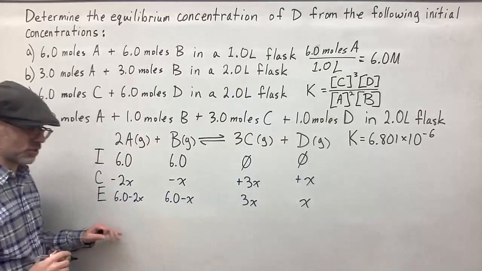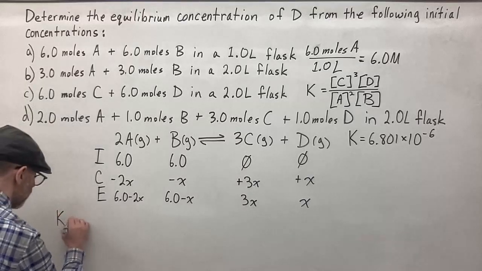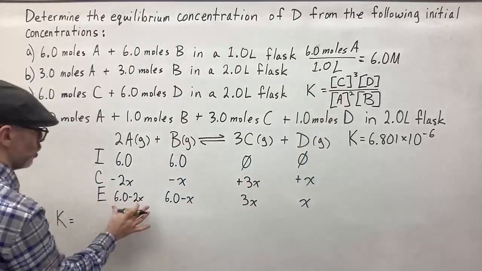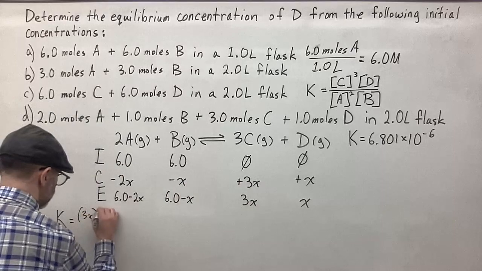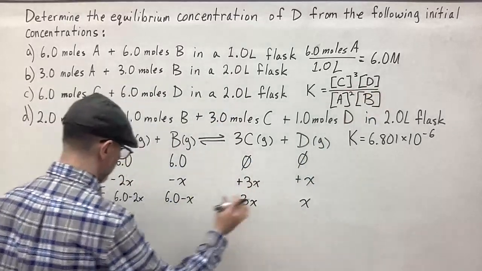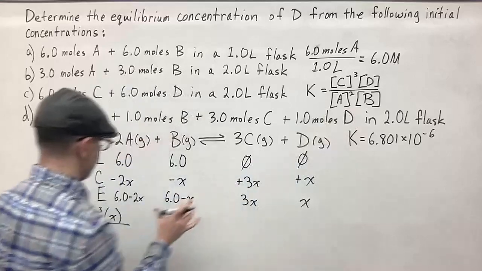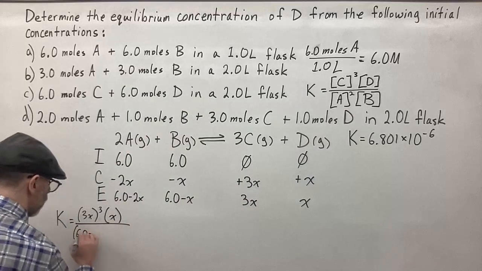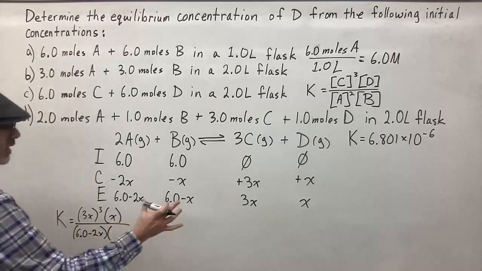So I'm going to use the space below here. So let's go ahead and do that. So here we've got K is equal to, we've got C cubed on top. So that's C right here. So that's going to be 3x cubed multiplied by the concentration of D, which is x, divided by the concentration of A squared, which is this right here. So we're going to have 6.0 minus 2x multiplied by the concentration of B.